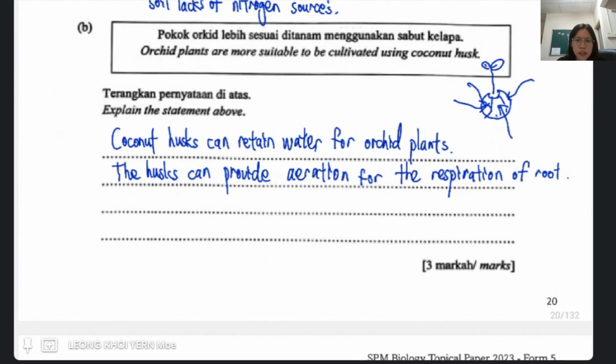And you can also mention that the husk can hold the roots for support. So the roots can hold on to it as a support. Husk for support.